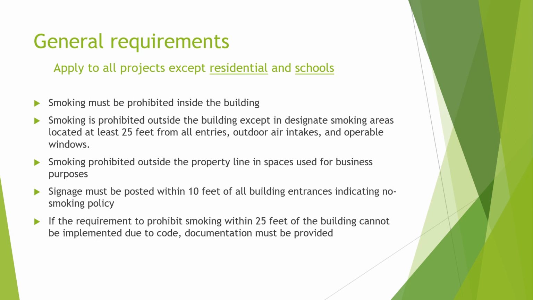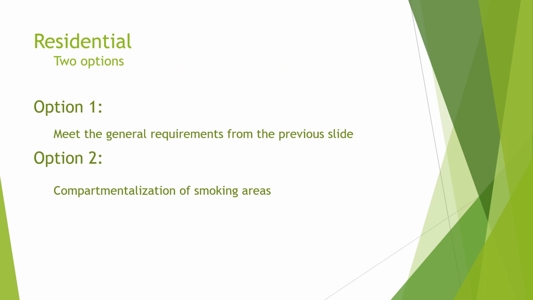If the requirement to prohibit smoking within 25 feet of the building cannot be implemented due to code, documentation must be provided, such as drawings and proper references to local code. For residential buildings, there are two options. The first option is to simply meet the general requirements listed on the previous slide. Or there is also the second option, which involves compartmentalizing the smoking areas if it is allowed in the apartments or certain areas of the building.